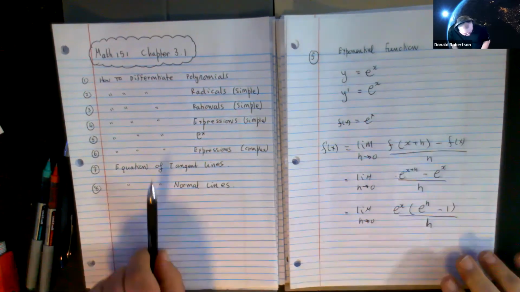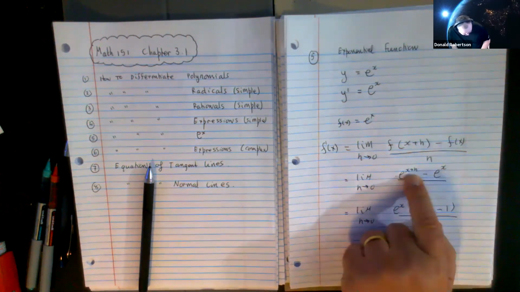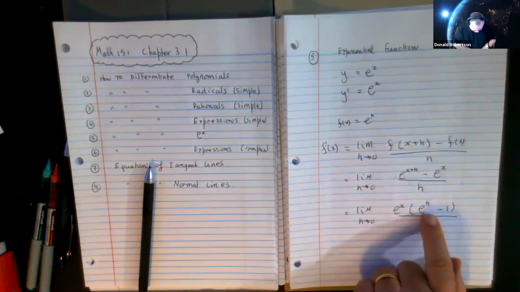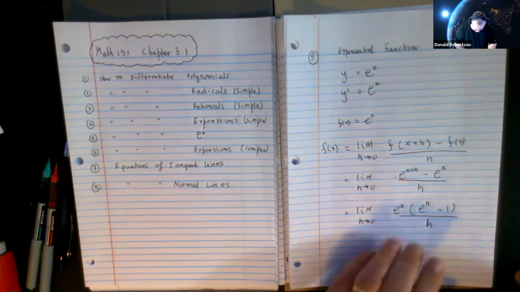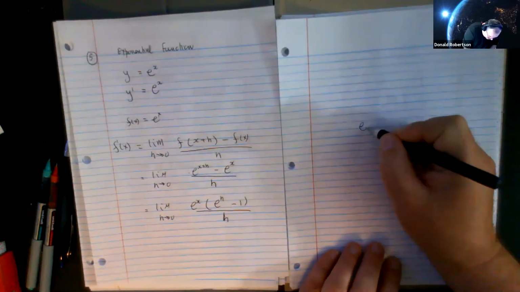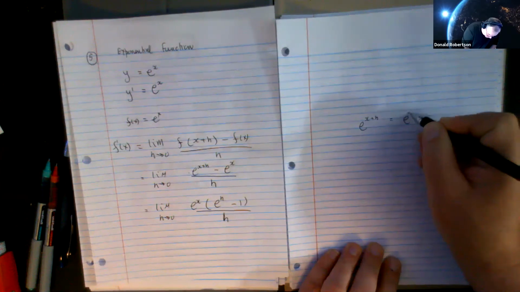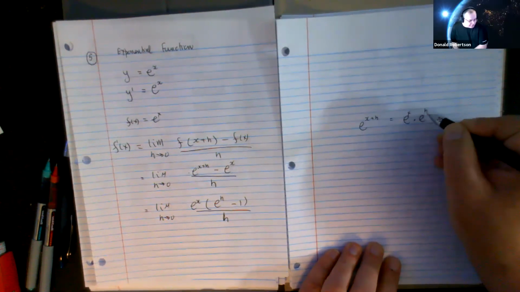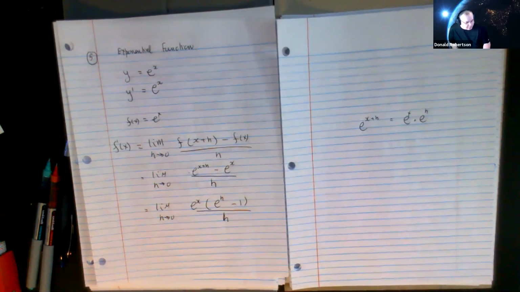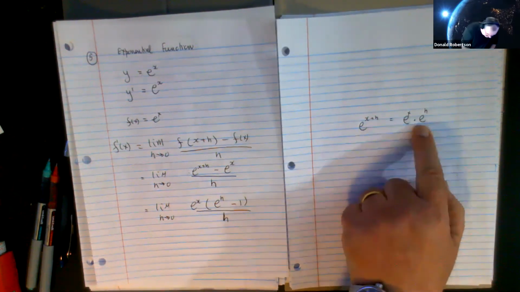Now, the only part that might be a bit troublesome to you is how is e to the x a common factor and why do you get this? So as a kind of side note, let me explain how that is allowed. E to the x plus h can be thought of as e to the x times e to the h. Don't you just add powers together? Great. So that is the same as that.